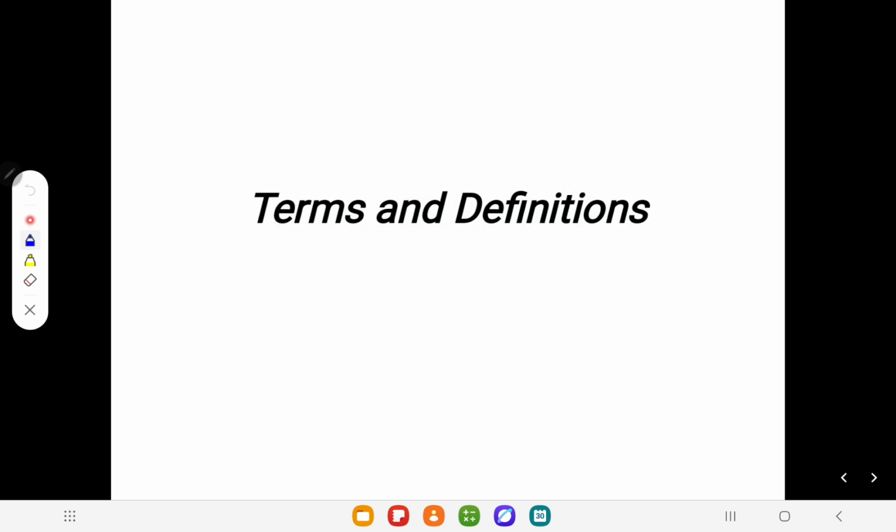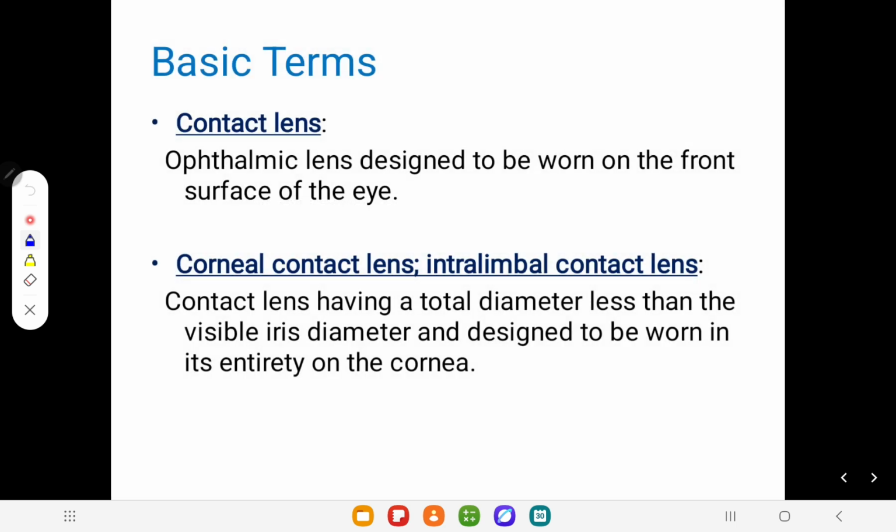Okay, so let's move on. What are the basic terms? What do you mean by a contact lens? A contact lens is an ophthalmic lens designed to be worn in front of the surface of the eye. Then, corneal contact lens or intralimbal contact lens. What do you mean by that? It means a contact lens having a total diameter less than the visible iris diameter, sometimes called HVID, horizontal visible iris diameter, and designed to be worn entirely on the cornea. If a contact lens sits on the cornea, then it's called a corneal contact lens or intralimbal contact lens.